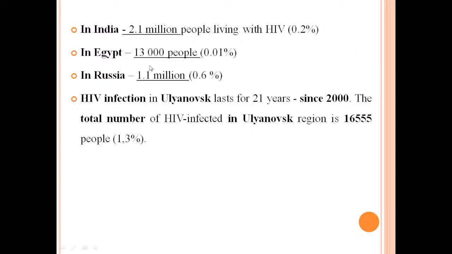In Egypt, about 13,000 people. Maybe it is bigger now. In Russia, about 1.1 million people. HIV infection in Ulyanovsk lasts for 22 years since 2000. The total number of HIV infected in Ulyanovsk region today is about 16,555 people.